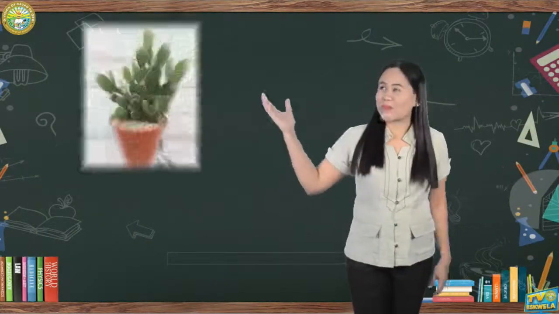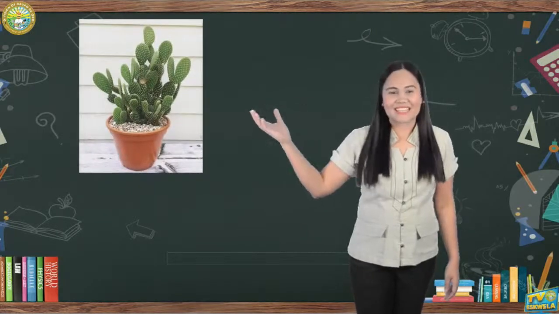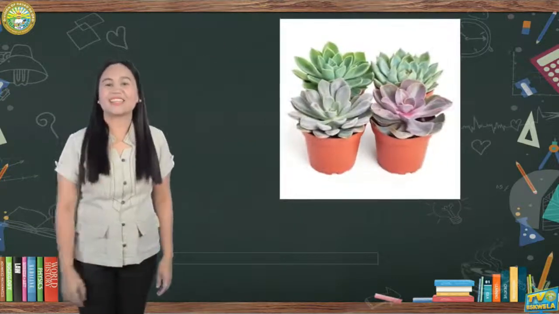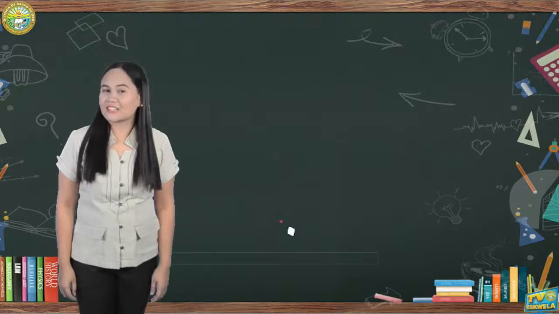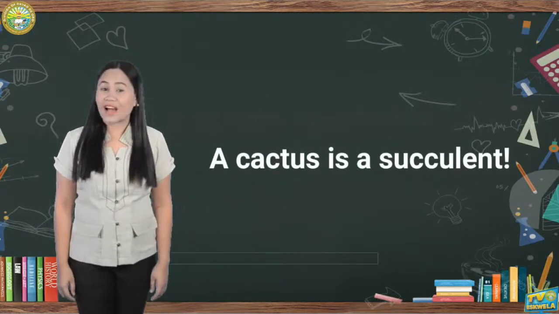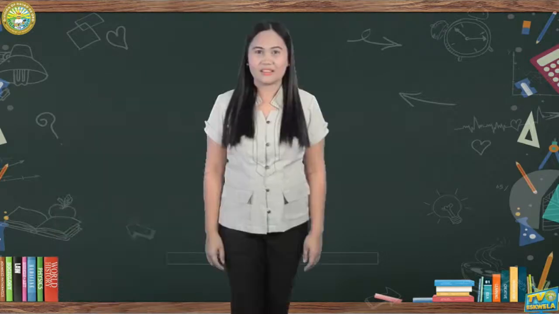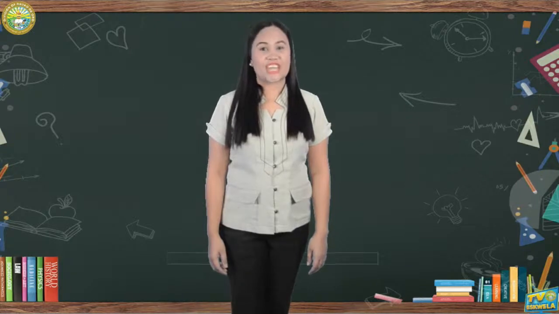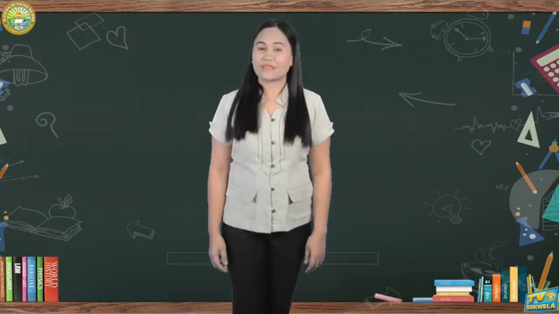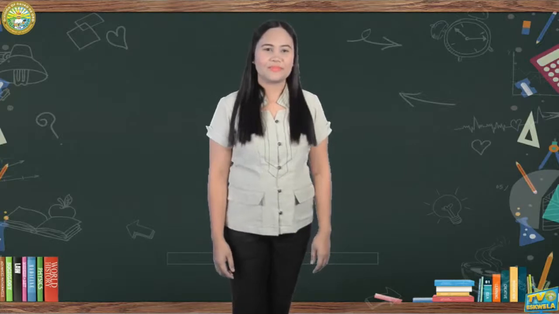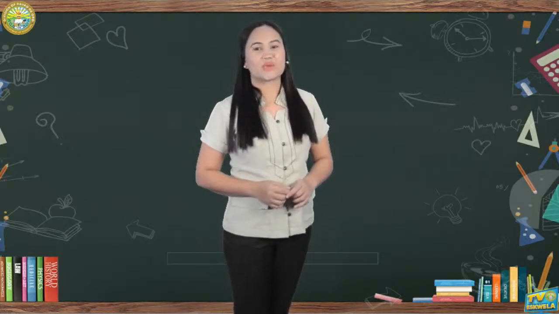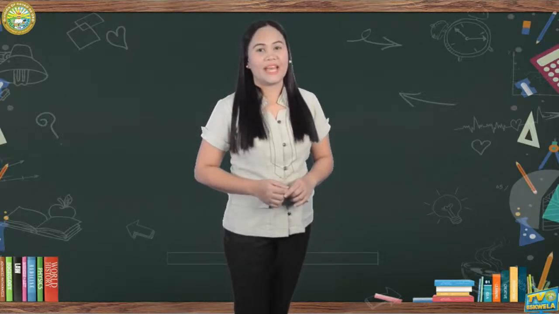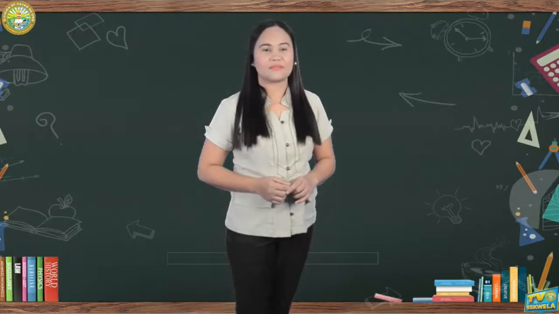Can you guess what picture is it? Yes, it's a cactus. How about this one? You're correct. It's a succulent. A cactus is a succulent, but not all succulents are cacti. Huh? People often use the terms interchangeably, which is scientifically incorrect. Understanding the relation between the two organisms will help in properly distinguishing them and will aid in identification.